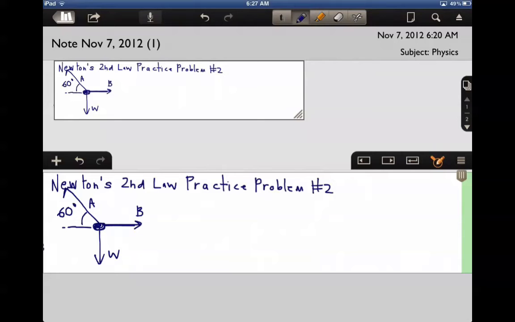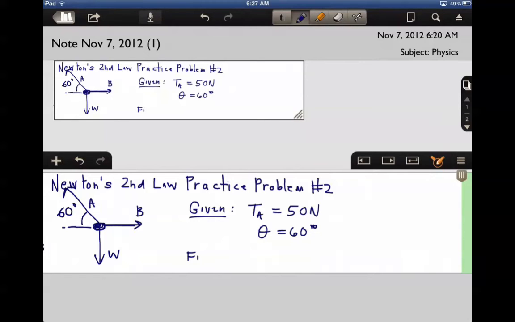We're given the following information: that tension in A is 50 newtons. As I said, theta is 60 degrees. And we're asked to find tension in B and the weight of the rock.